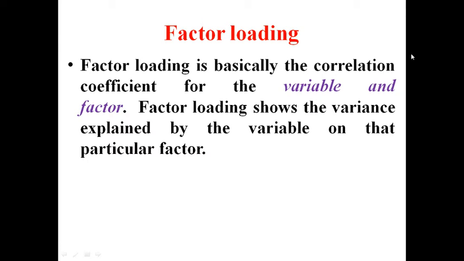Then we are talking about the factor loading. What is the factor loading? Factor loading is basically the correlation coefficient between the variable, whatever variables we have considered for our research, and the factor. So the factor loading shows the variance explained by the variable on that particular factor. So we can find out which variable is loaded to which factor, and we'll find that from the factor loading.